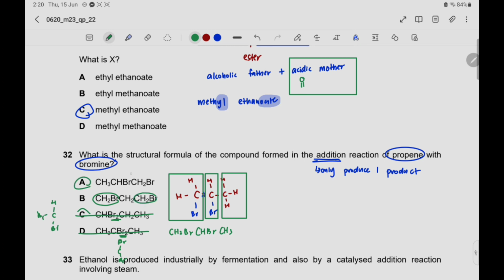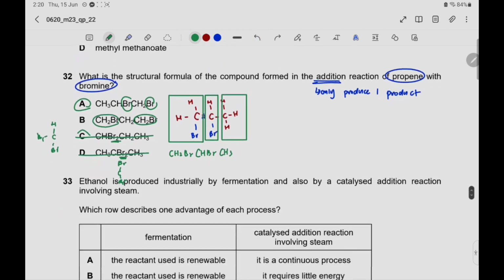Very obvious, right? It's actually the same as my drawing, but the Br is at the back, so it means that it's here and here. But it doesn't matter, it's where you draw them first, from the starting and the ending.